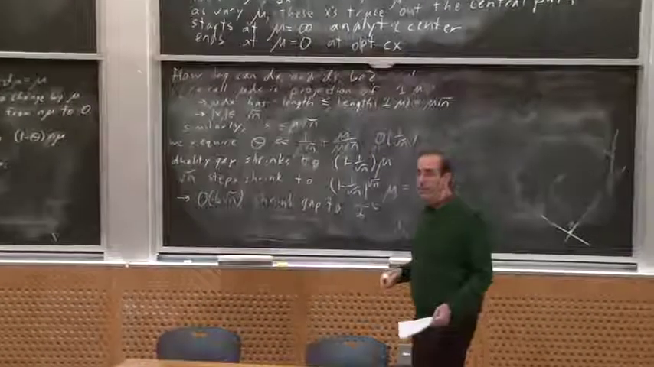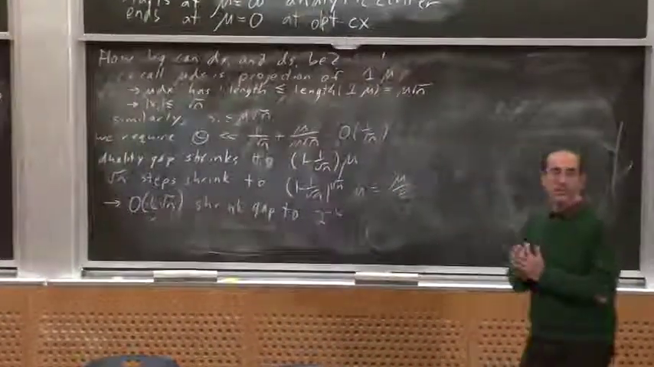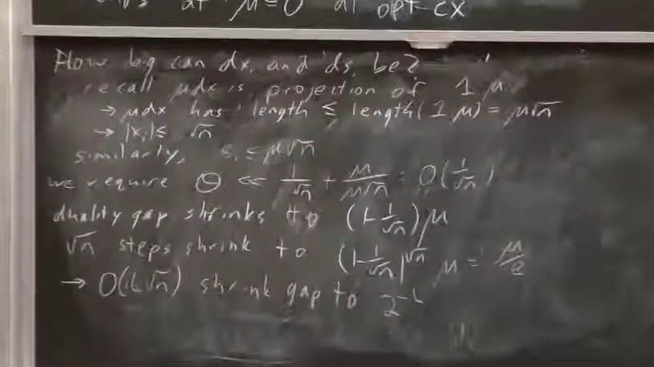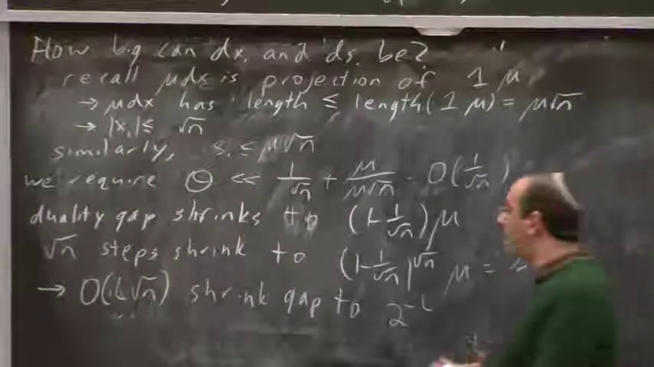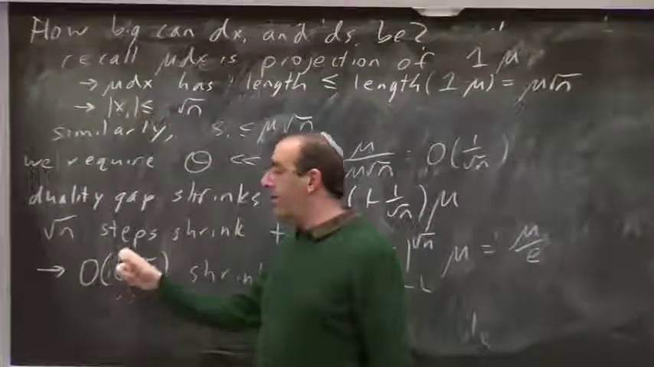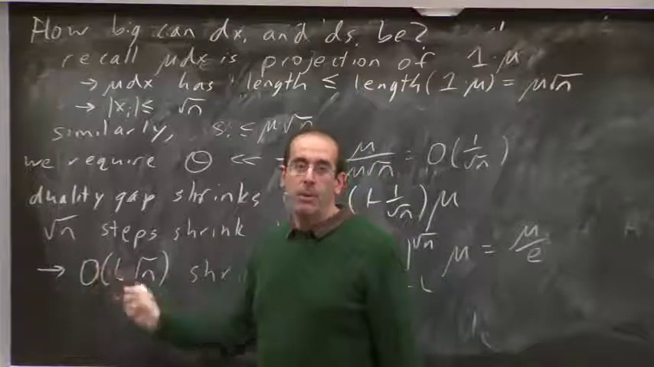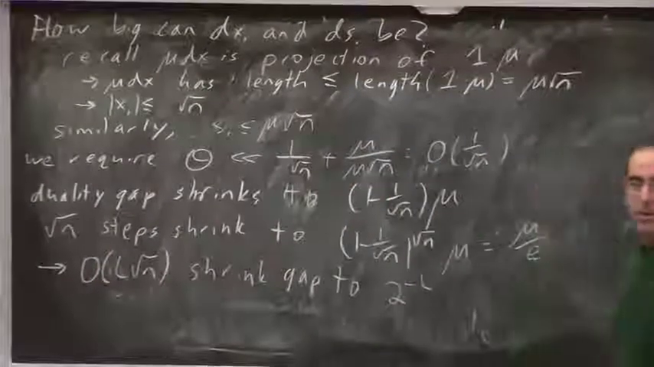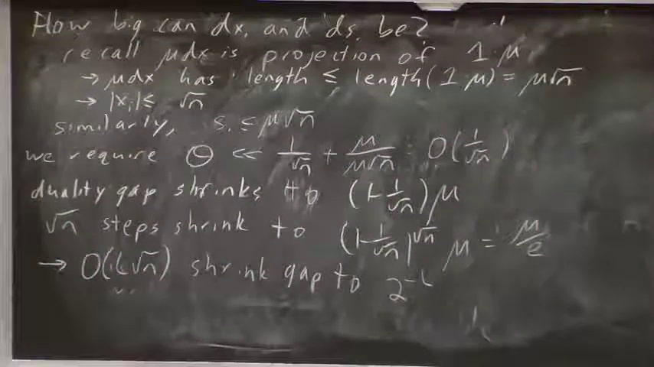Right? We finish in a polynomial number of steps, where the polynomial, again, depends on the dimension of the problem and also on the number of bits required to represent the vertices of the polytope. So it's a weakly polynomial algorithm.